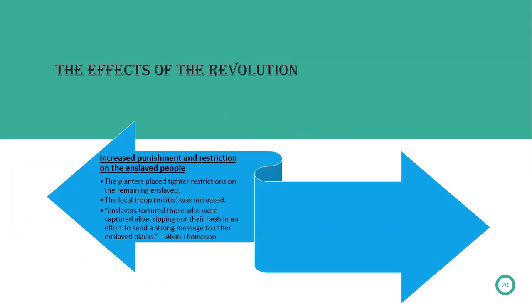Now, the revolution is over. What are the effects? You had increased punishment and restriction on the enslaved people. The planters placed tighter restrictions on the remaining enslaved, and the local troop or militia was increased. According to the historian Alvin Thompson, enslavers tortured those who were captured alive, ripping out their flesh in an effort to send a strong message to the other blacks that, listen here, if I catch you, you're next.